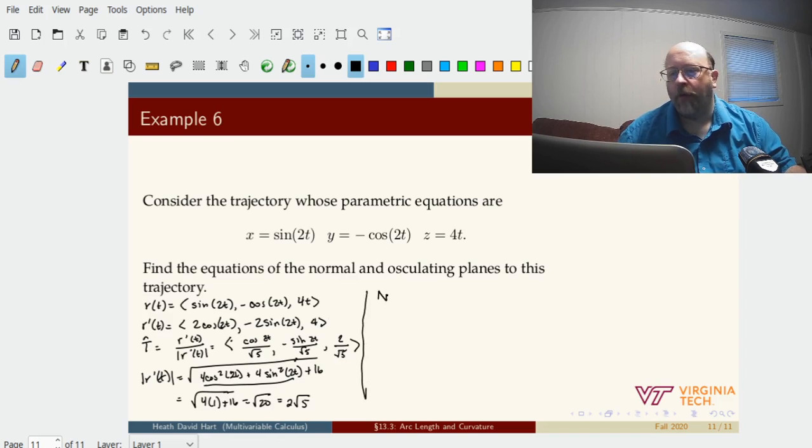So now let's look at the normal vector. The normal vector is the derivative of the tangent vector over the magnitude of the tangent vector. So we need the derivative of the tangent vector. The derivative of cosine of 2t over root 5 will be negative 2 sine of 2t over root 5. Derivative of negative sine of 2t over root 5 is negative 2 cosine of 2t over root 5. And the derivative of this is 0 because it's just a constant.